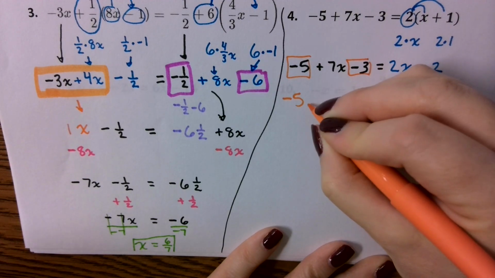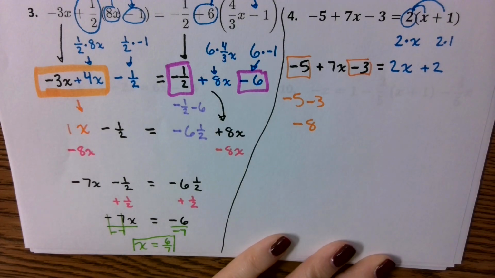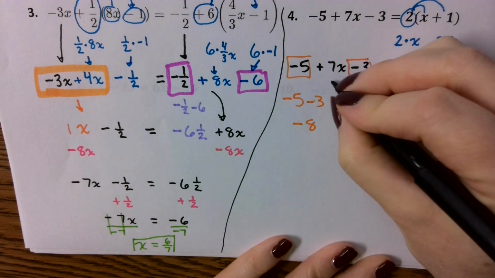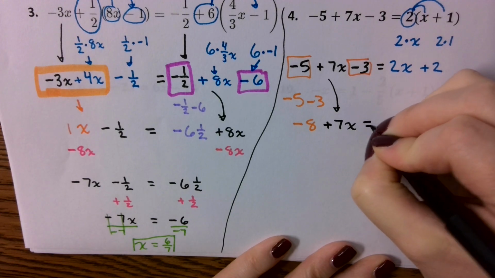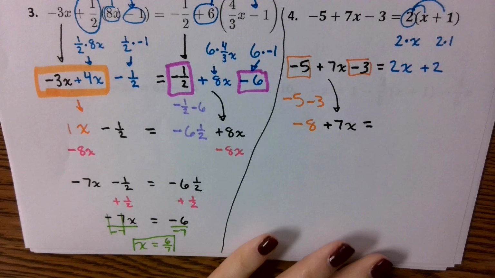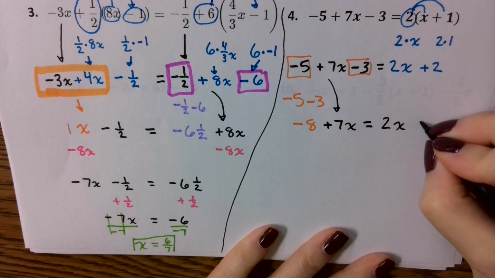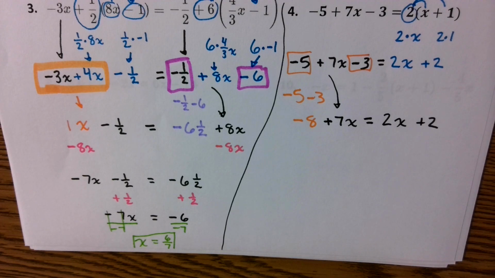So negative 5 minus the 3 is going to come out to a negative 8. Okay, 7x doesn't have anything that it can be combined with, so we're just going to bring it right down. So plus 7x equals, can I simplify anything on the right side? No. 2x plus 2 is as simplified as it gets. So 2x plus 2. Okay, now we have it to where it's variables on both sides. Hayden, what are we going to do?